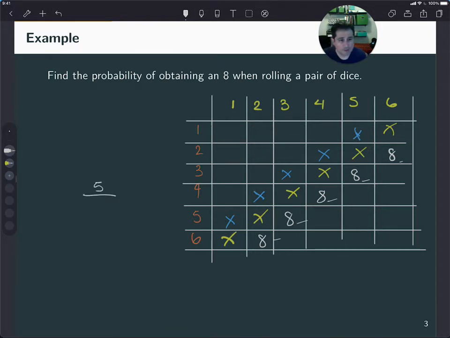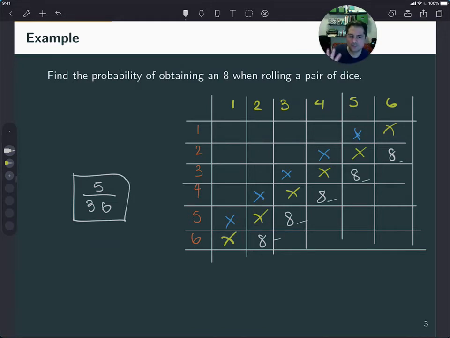But what's the denominator? The denominator is, well, I need to fill all these squares. How many of each one of these squares is one possible way it could happen. It's a grid of 6 by 6, so it's 36. So that's a probability of getting an 8. There's 5 possible ways I can do it out of 36.